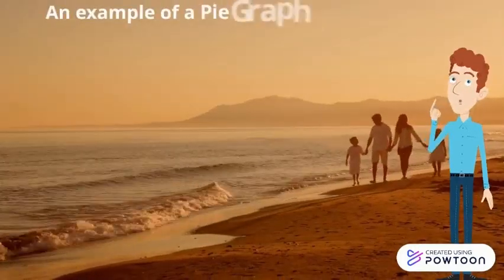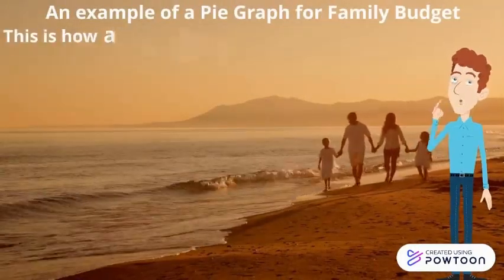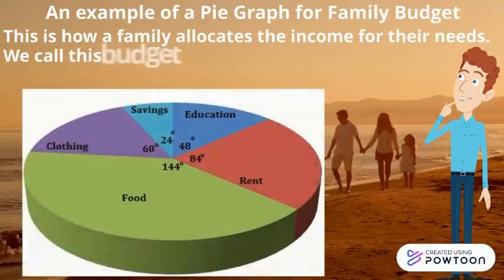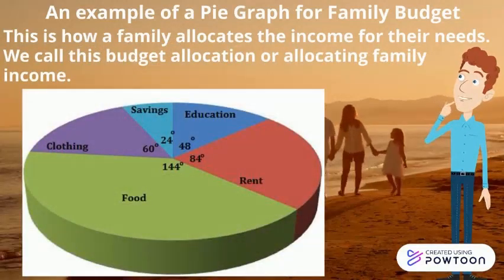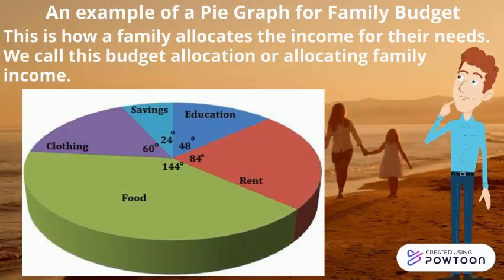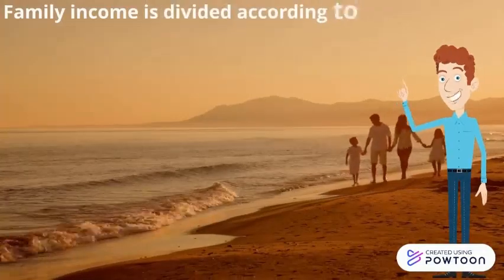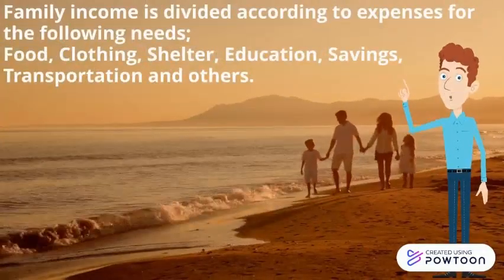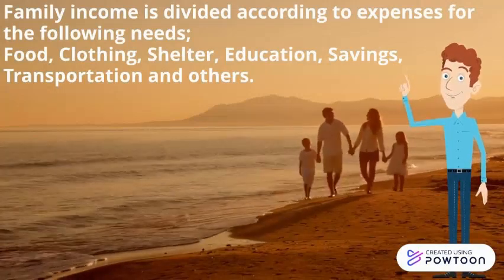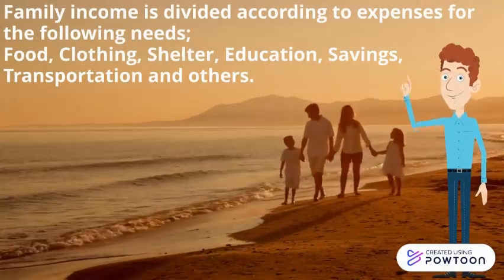An example of a pie graph for family budget. This is how a family allocates the income for their needs. We call this budget allocation or allocating family income. Family income is divided according to expenses for the following needs: food, clothing, shelter, education, savings, transportation, and others.